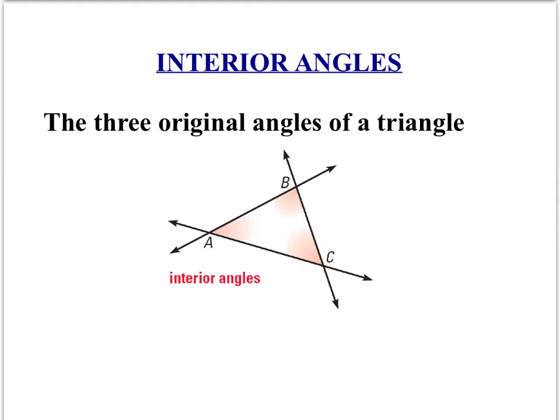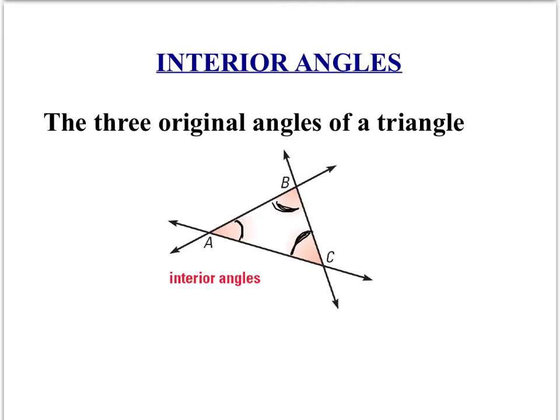Okay, the interior angles. So when we're looking at a triangle, we want to know that the interior angles are the three original angles of a triangle. So interior angles are these angles in here. And we'll talk about some properties of these interior angles later on. But for now, be able to identify interior angles.